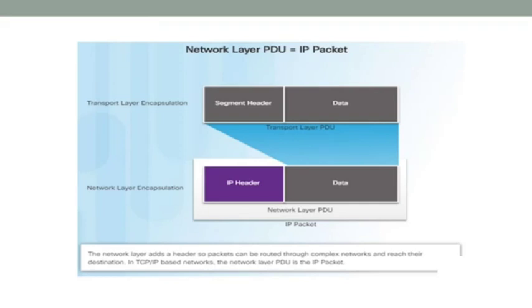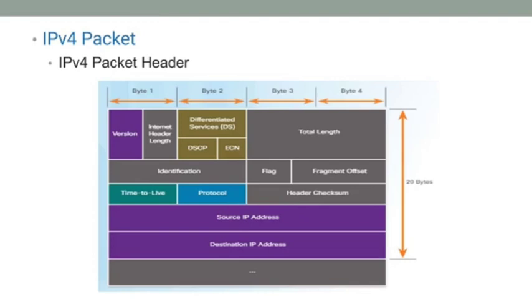This is the example of the network layer PDU. On the bottom part is the IP packet. At the upper part is the transport layer PDU. And this is the IPv4 packet header. There are 4 bytes in the IPv4 packet.